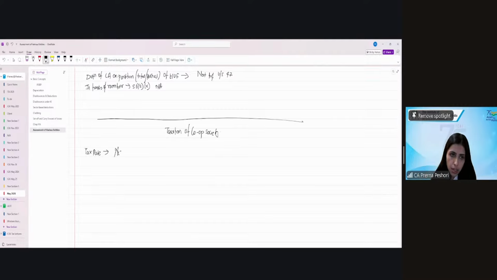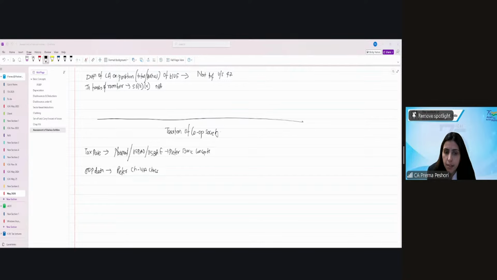So, normal 115BAD or 115BAE, refer basic concepts. Okay. Then you have something called ATP deduction. Yes or no? This also we have done in the chapter 6A class.